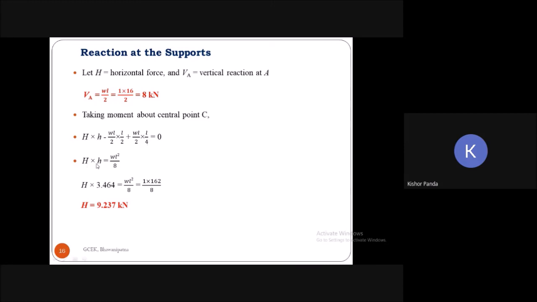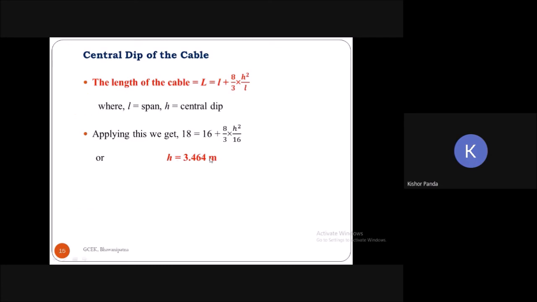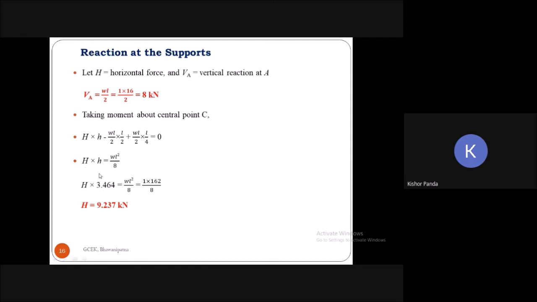Then after simplification, you know small h, that is the central dip, you already got here as 3.464 meter. H into 3.464 is equal to WL square by 8, 1 into 16 square by 8, and the horizontal thrust is equal to 9.237 kilonewton.